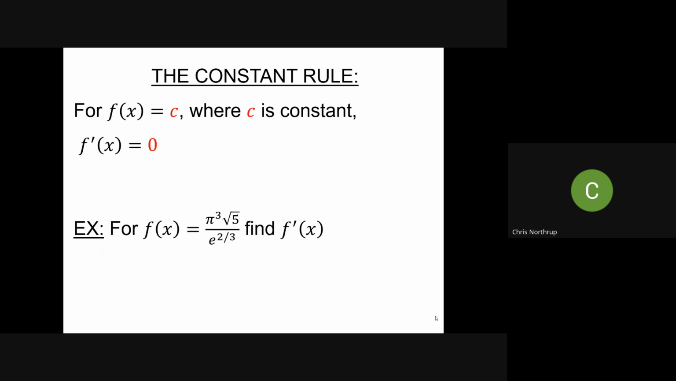So if I have this really complicated looking thing, pi cubed times root 5 all over e to the 2/3, I don't see any x there. I don't see any variable. This is a function f, which is supposed to depend on the variable x. There are no x's. So this is some bizarre constant. I could type that into my calculator and get some number. All that matters is it is a constant. It is not a variable, which means its derivative is automatically 0.